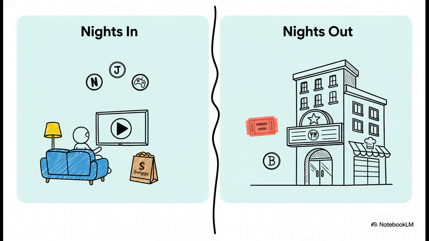And what about entertainment? Well, the statement paints a picture of a pretty balanced social life. On one hand, you've got payments for nights in, subscriptions to Netflix and JioCinema, and food deliveries from Swiggy. And on the other hand, you've got nights out, tickets from BookMyShow, and payments at restaurants. It's all right there in the data.